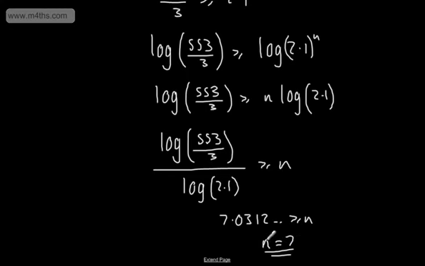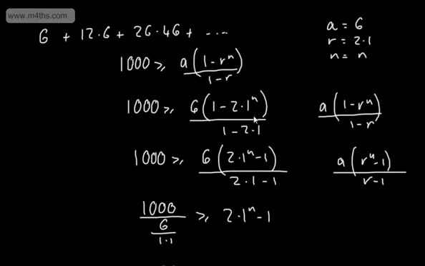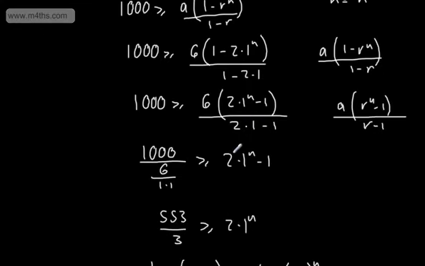Let's just go back to the wording of the question. It said for the geometric series 6 plus 12.6 plus 26.46 and so on and so forth, find the greatest number of terms for which the sum does not exceed 1000. So it's going to now be the value of 7. So that is the number of terms. So all we've done is use logs to solve them. So that's a slightly more challenging question. And the main area where pupils come unstuck is when they're dividing through by a logarithm.